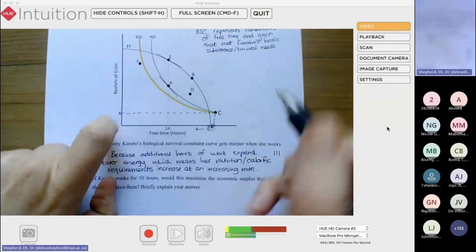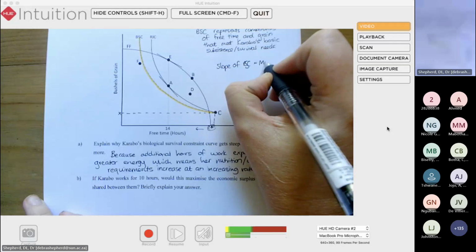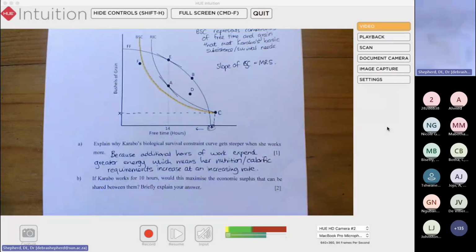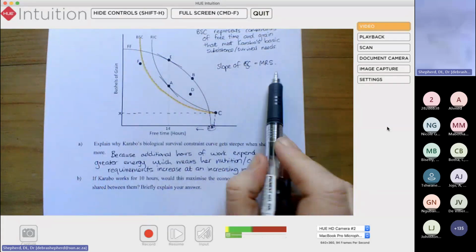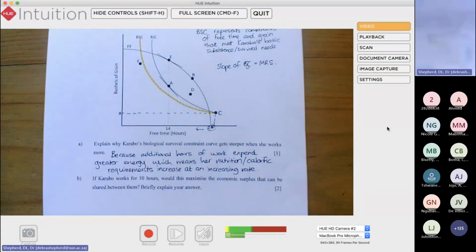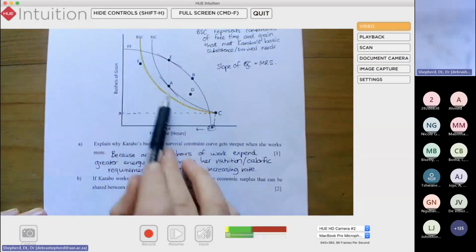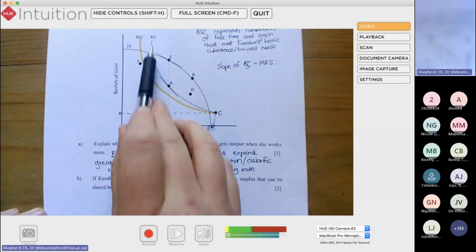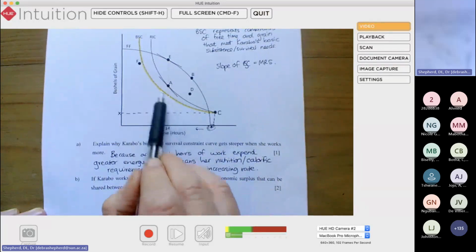So the slope of the BSC is a marginal rate of substitution, but it's not a marginal rate of substitution in the same sense as the reservation indifference curve, because what it's measuring is how much grain is needed to have more free time and keep Karabo alive, so to keep her surviving. So along this line, it's not representing equal utility.